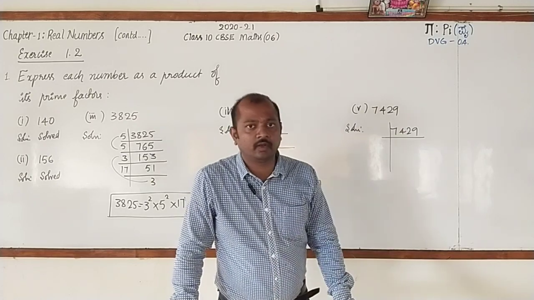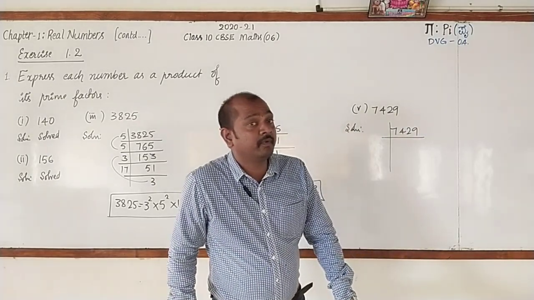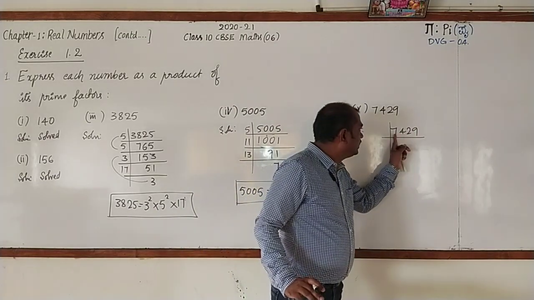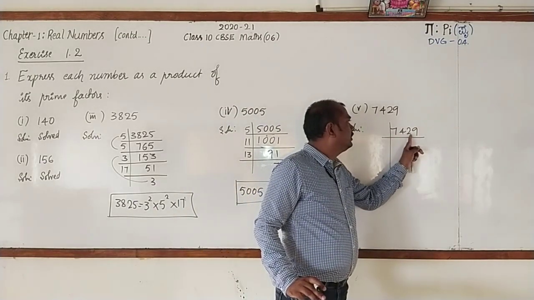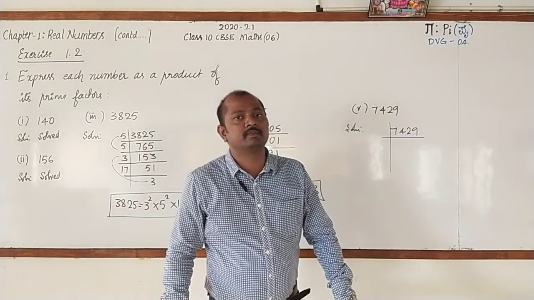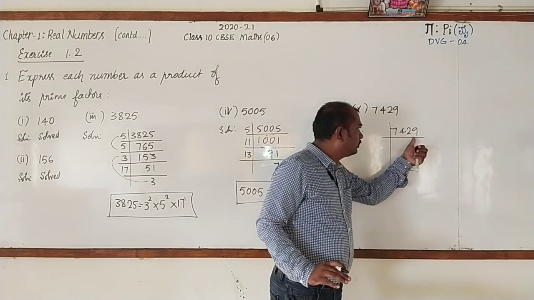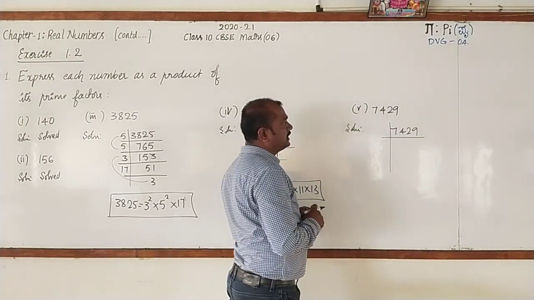Then 7 cannot be taken because it is not a multiple. 9, 11: 7 plus 2 is 9, then 9 plus 4 is 13. 13 minus 11 is 2. It is not divisible by 11. 13 won't come. 15 won't come. Then we have another possibility.